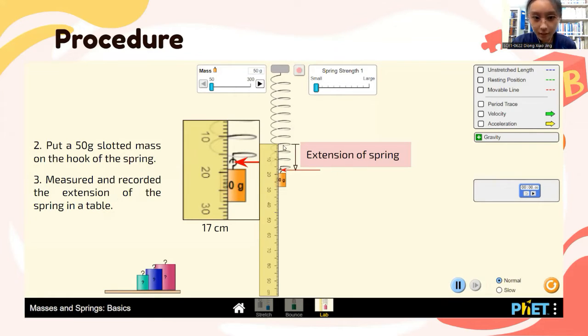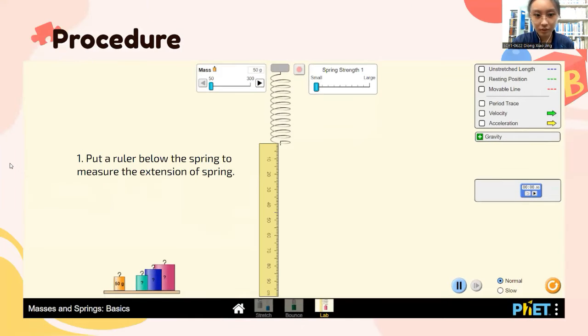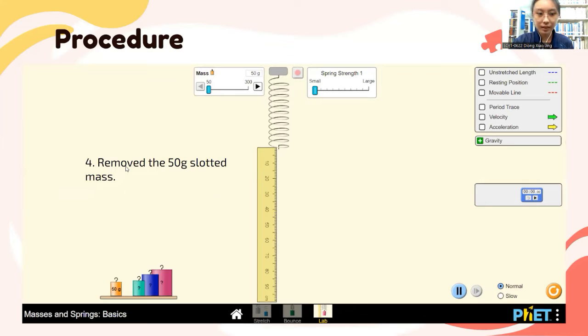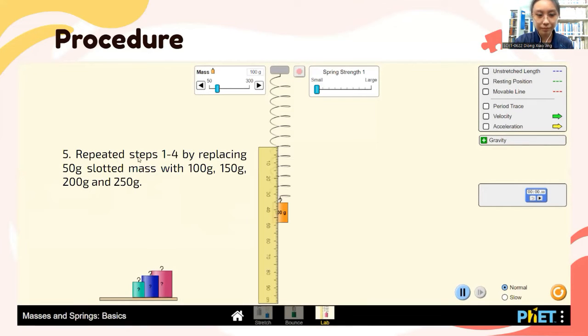How to measure? You can see that this is the extension of the spring, because initially the ruler is put below the spring. Then remove the 50-gram slotted mass. Next, repeat steps 1 to 4 by replacing the 50-gram slotted mass with 100-gram, 150-gram, 200-gram, and 250-gram.